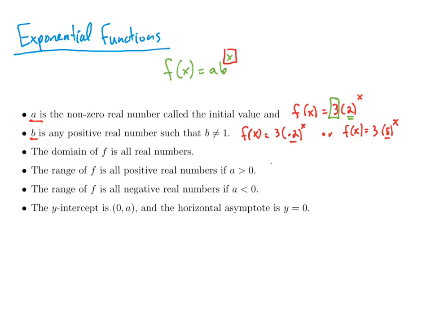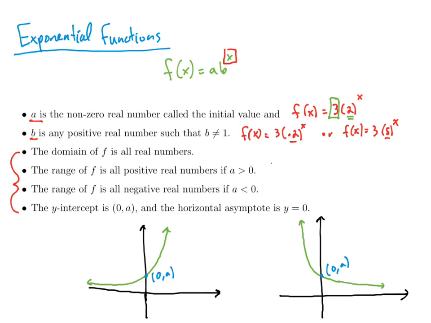And then these next set of properties or characteristics can be visualized if we think about what an exponential function looks like from its graph. So here are two graphs. We would say the graph on the left is increasing. The graph on the right is decreasing. We get an increasing graph when b is greater than 1. We get a decreasing graph when b is between 0 and 1.